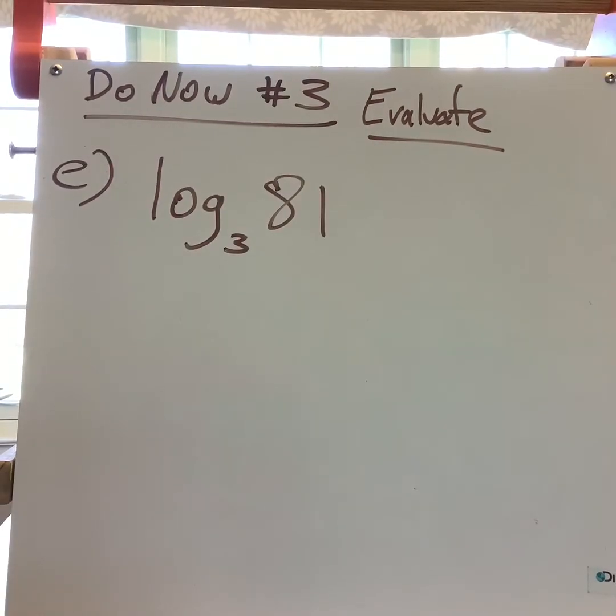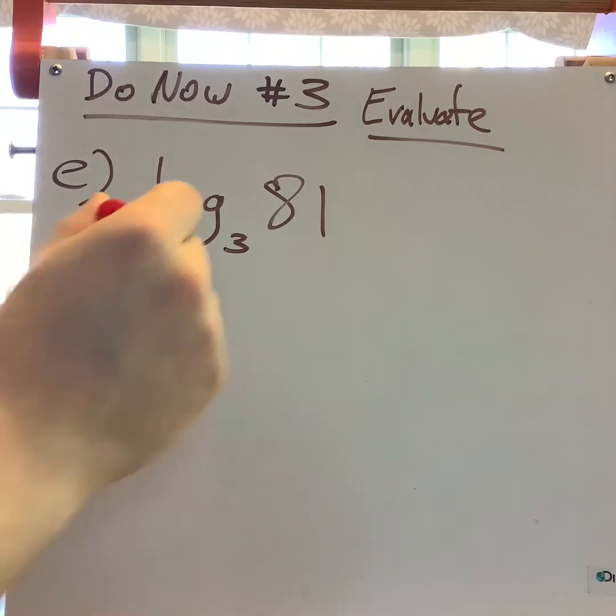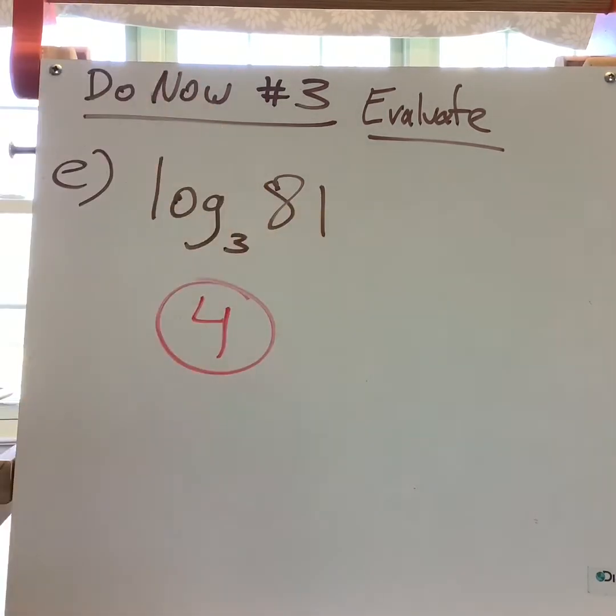For E, it says log base 3 of 81. So you just got to think, what is the exponent of 3 that gives us 81? Or 3 to what power is equal to 81? And that's 3 to the 4th power.